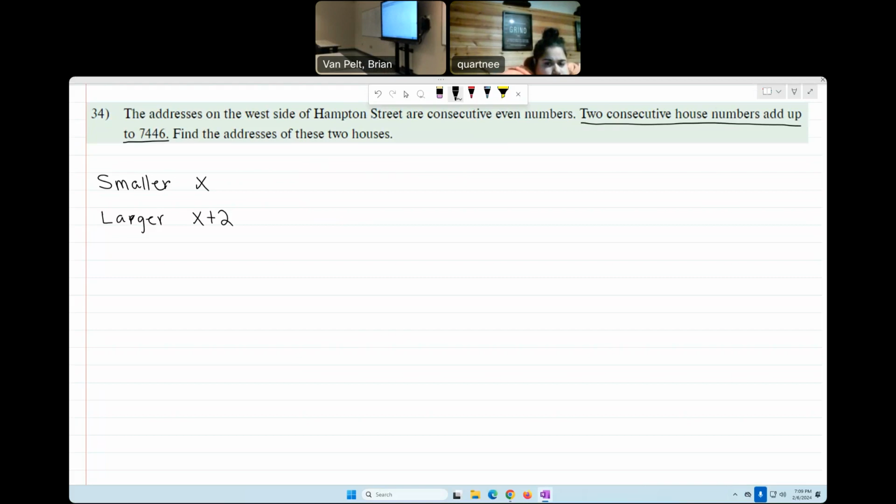Two X plus two. Well, you're getting there. So the smaller one, say it as you write it. The smaller one is X, plus the larger one adds up to how much? 74. How do you solve it? What would be the next step? Try to combine, right? So we're gonna get 2x plus 2. This is what you did in one step.